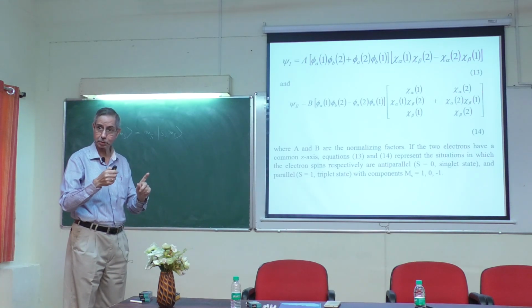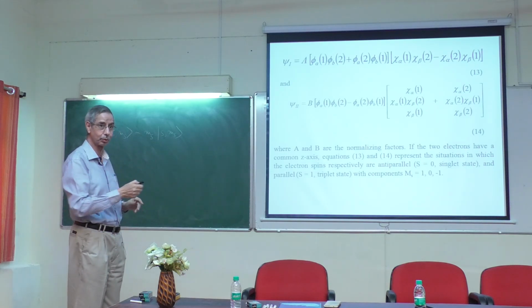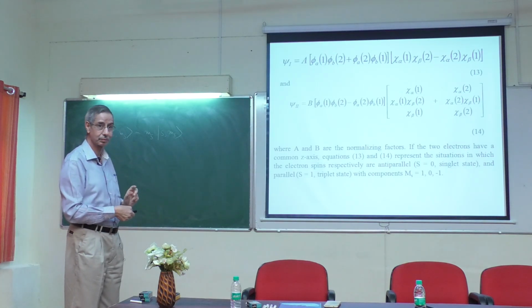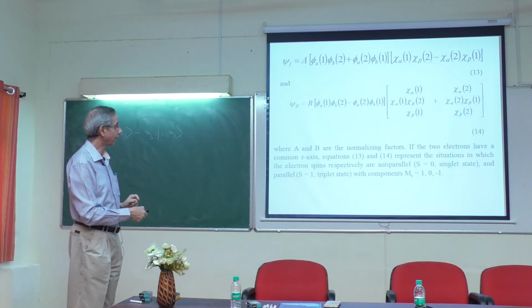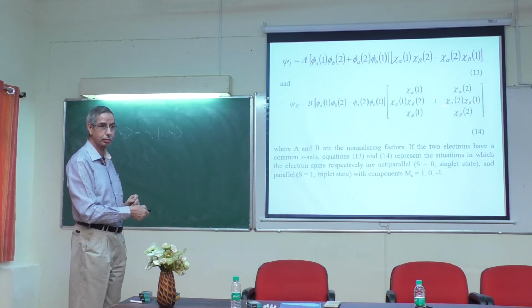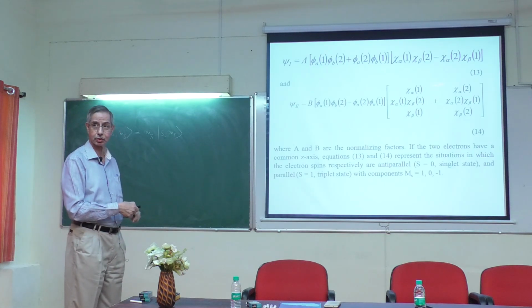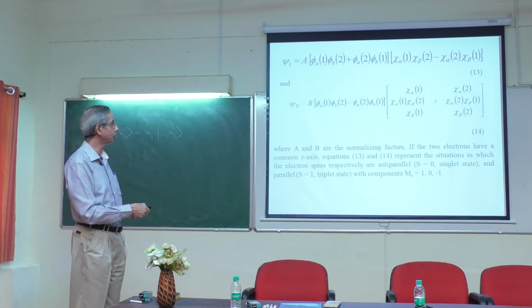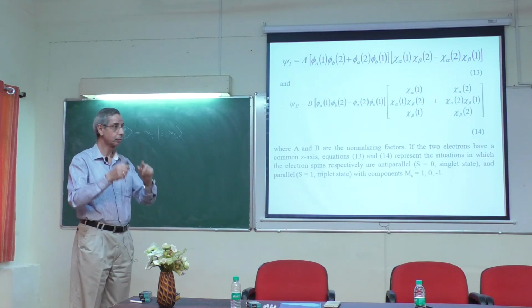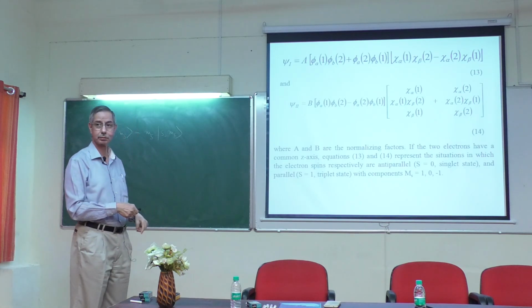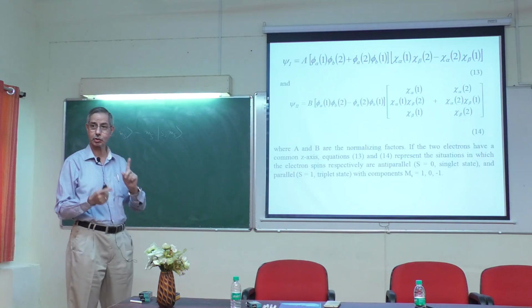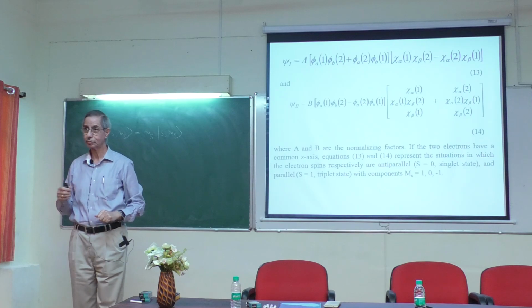But the up-down spins are now interchanged. That is the only thing that is happening between this and this. Here electron 1 has spin up and electron 2 has spin down; here electron 2 is spin up and electron 1 has spin down. But then there is a positive sign. So what does it correspond to? Both electrons 1 and 2 have spin up, both have spin down, and the two electrons have this spin up, down combination.